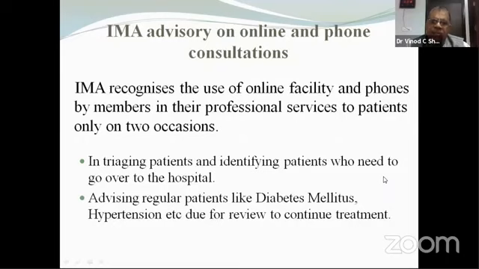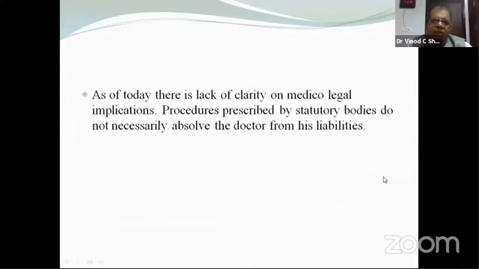In triaging patients, if there is a heart attack patient, myocardial infarction, first prioritize them. So in triaging, we identify the patients who need treatment and must go to hospital. The second occasion is regular patients, like diabetes mellitus and hypertension, for review of continuous treatment. Only these 2 situations. As of today, there is a lack of clarity on medico-legal implications. Procedures prescribed by statutory bodies don't necessarily absolve the doctor of liability.